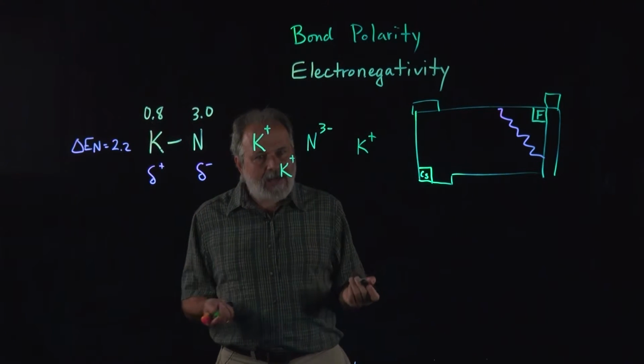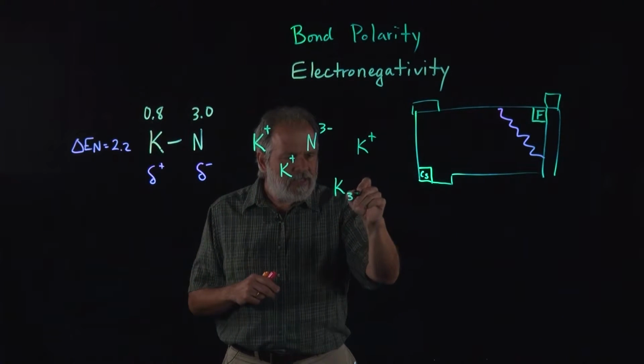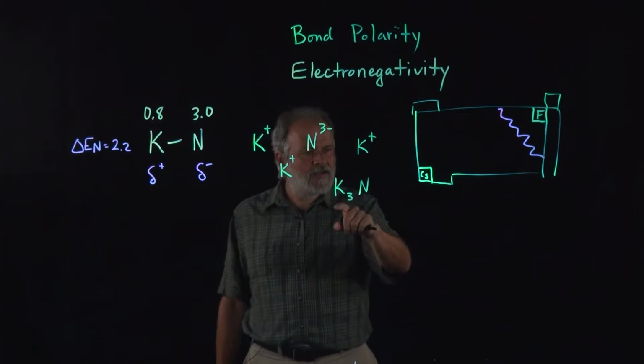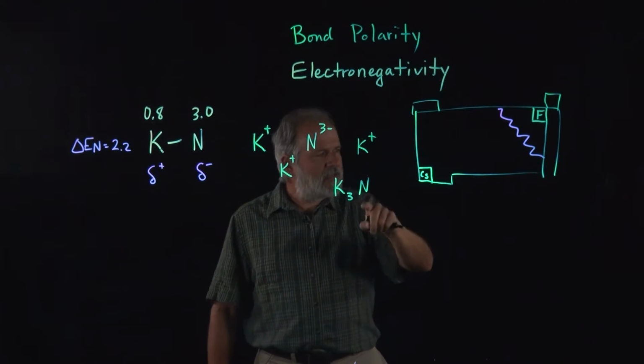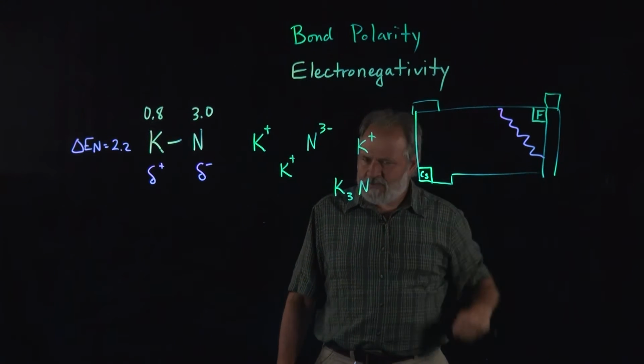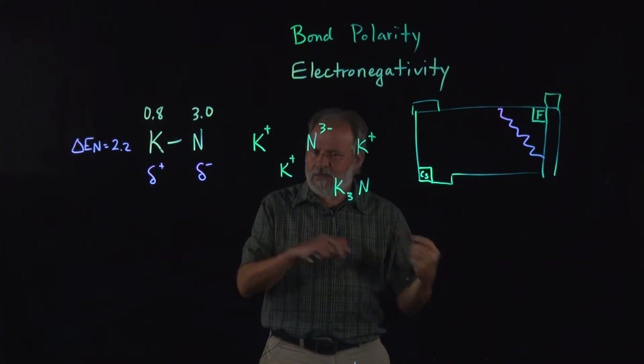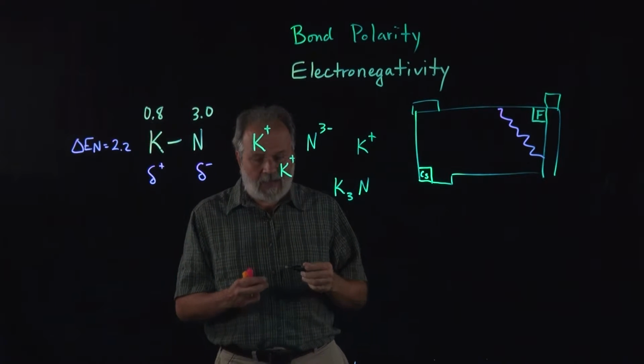And so you have an ionic compound, K3N. Of course, you recognize it as ionic because potassium is one of the metals. It's from this side of the staircase, and nitrogen is a nonmetal. It's on the other side of the staircase. And when you have a metal and a nonmetal, you're going to have an ionic bond.